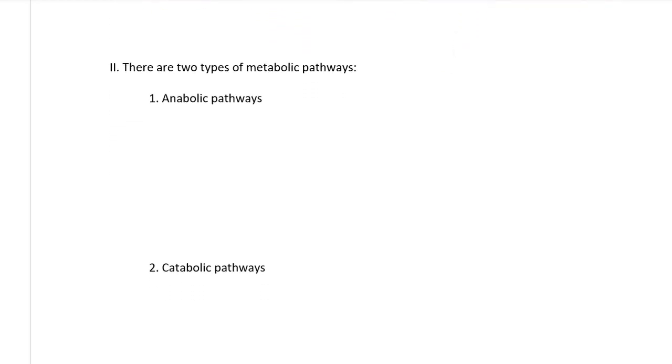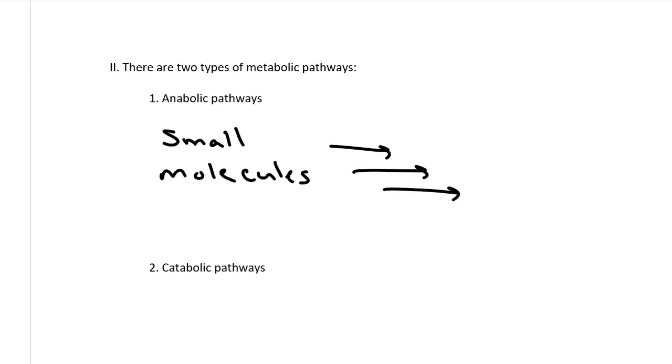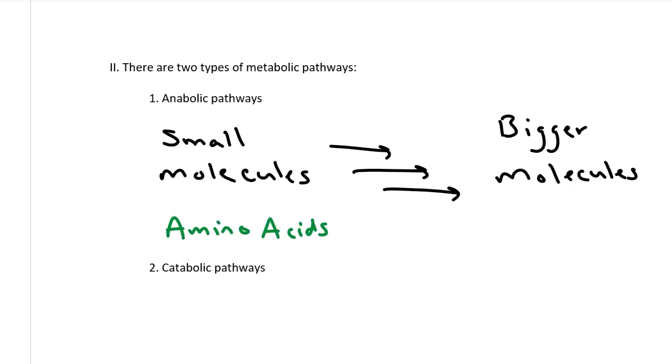So there are two types of metabolic pathways: anabolic pathways and catabolic pathways. In anabolic pathways, smaller molecules are used to make bigger molecules. Small molecules give bigger molecules. For example, protein synthesis. You can think of protein synthesis as an anabolic pathway. Why? Because amino acids are used to build proteins, which are much bigger molecules.